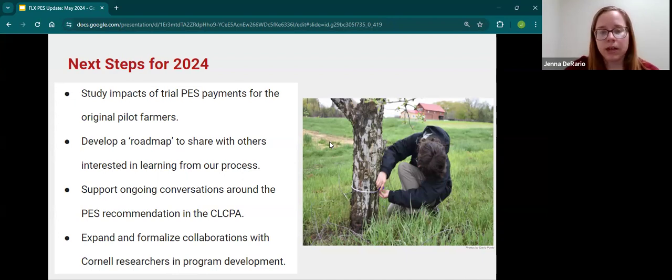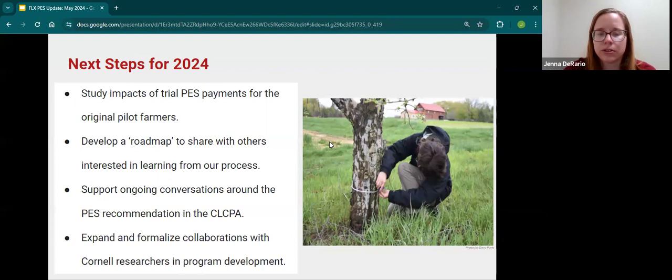So we've been having conversations with the folks that wrote that recommendation to understand how we can share what we've learned at a local level, implementing a pilot for a few years now, so we can understand how we can support whatever process that they would be going through as well.